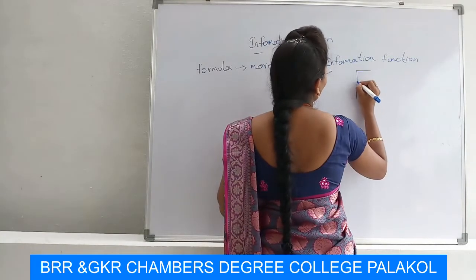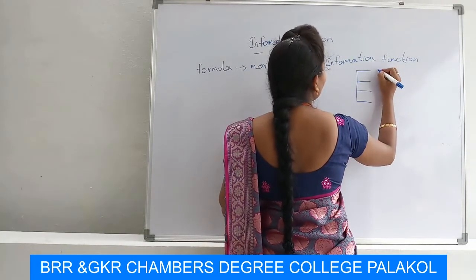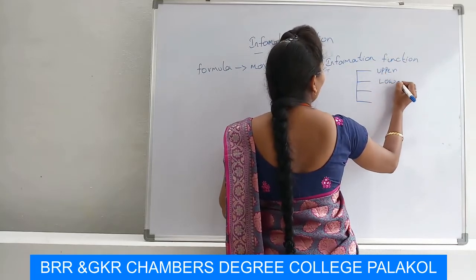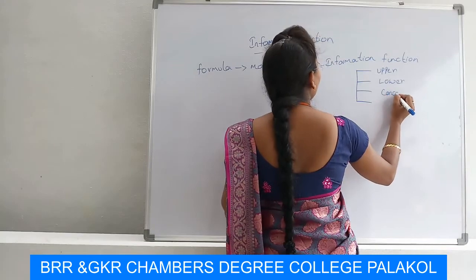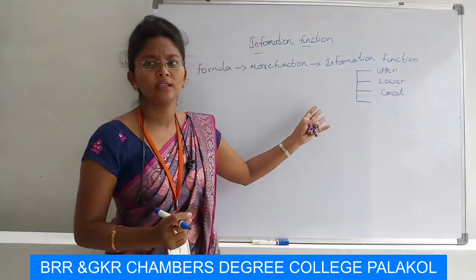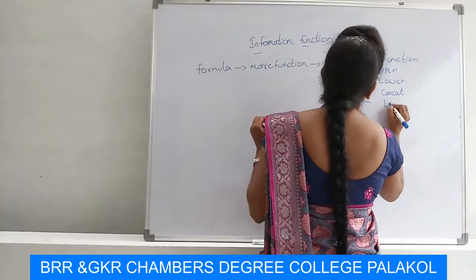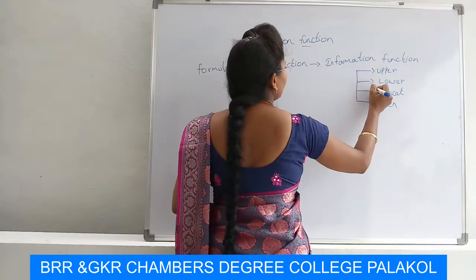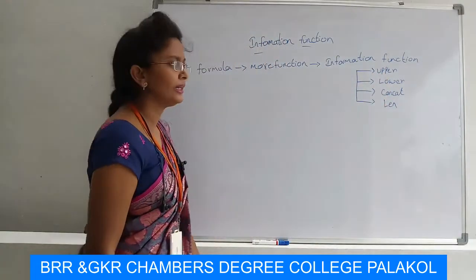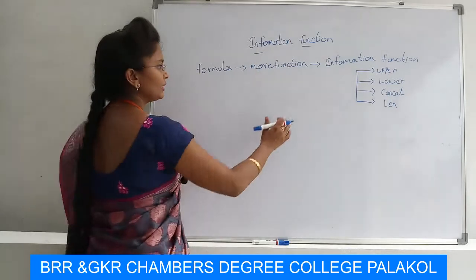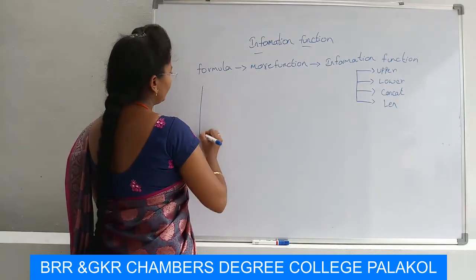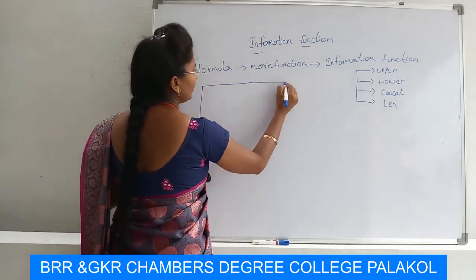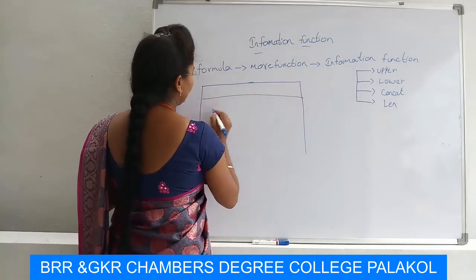In this we have types over here, that is upper, lower, concat, and the next one is the length function. These are the four types of functions appearing in the information. For each and every function we have to select the data here or take the data in the Excel sheet. First I am selecting the upper function here and I am taking some data in the Excel sheet.